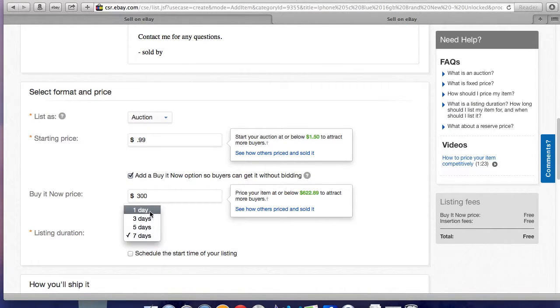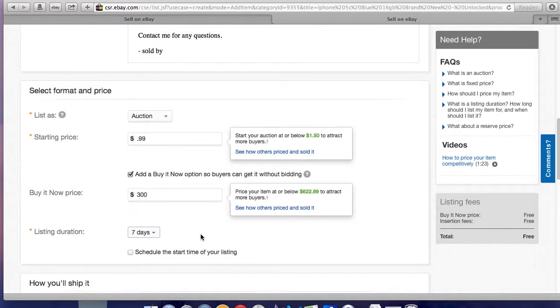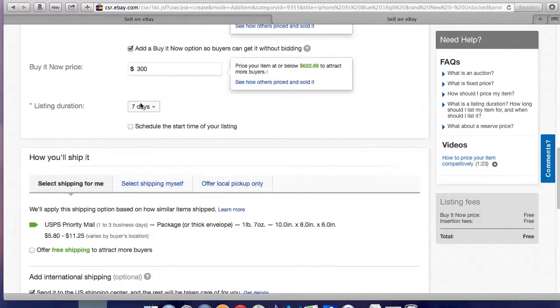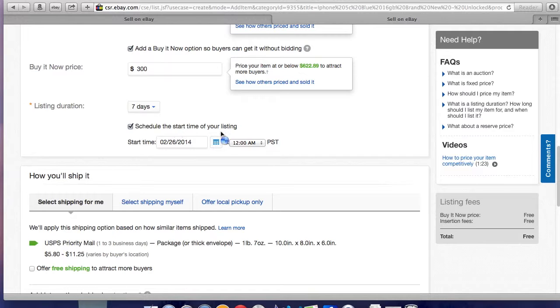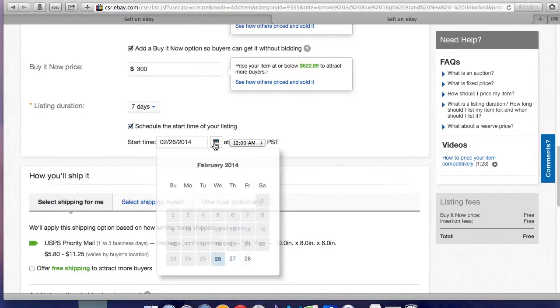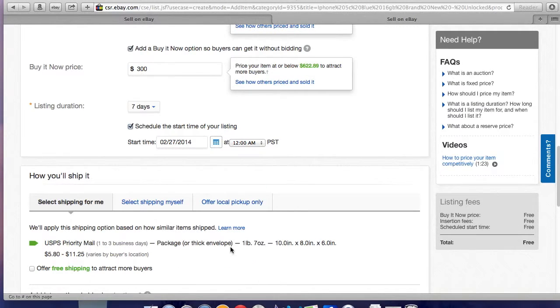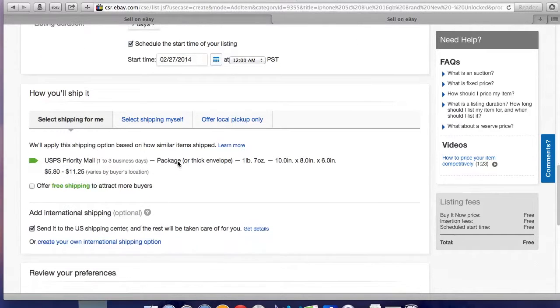And then under that you can choose how long you want the listing to stay up. One day is hard to do because a lot of people are not going to be on it, but 7 days means you can have as many people view it as possible, whoever's looking. You can choose whether you want it to go up now or tomorrow, or any day basically. You choose the time.